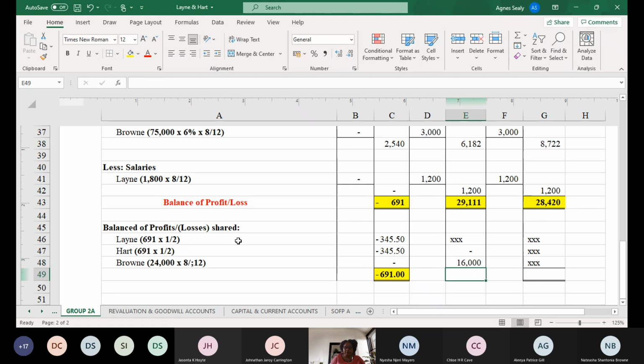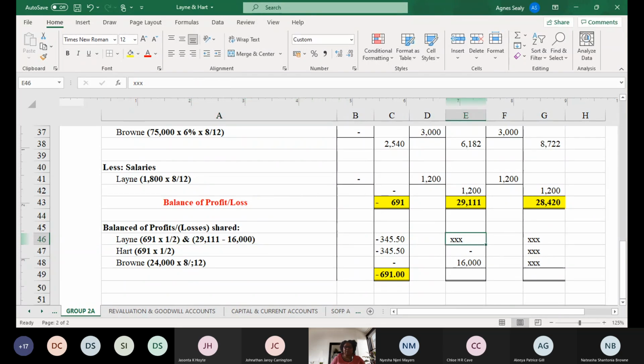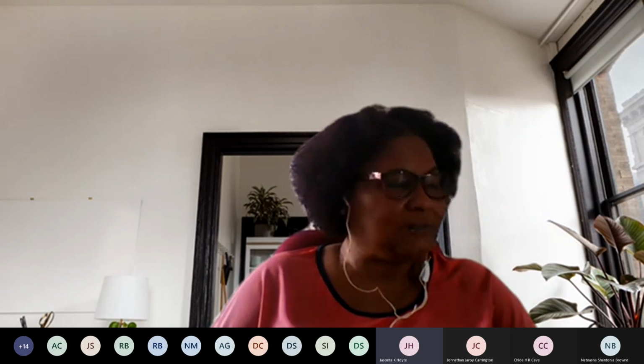Therefore, Layne would have to get the remainder. So 29,111 minus $16,000. She would get whatever is left over. So what is Layne getting there? $13,111.